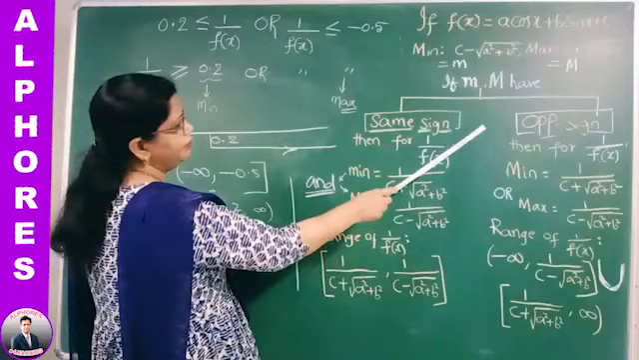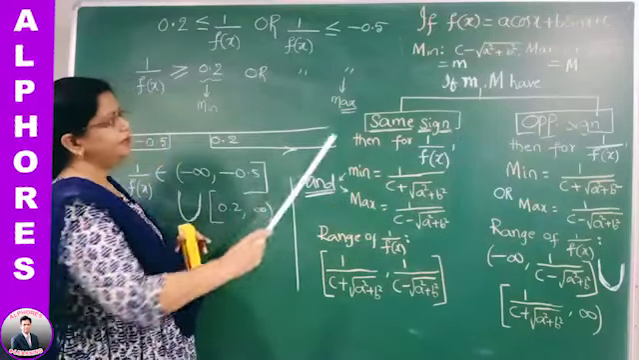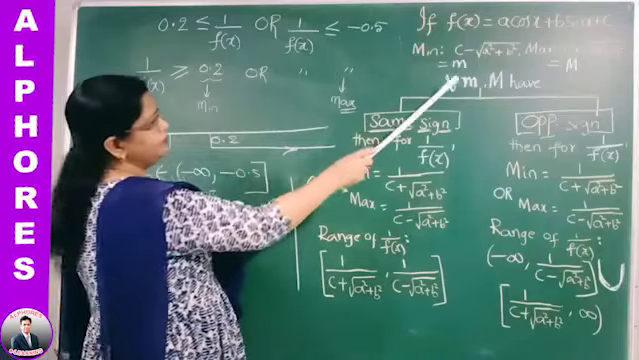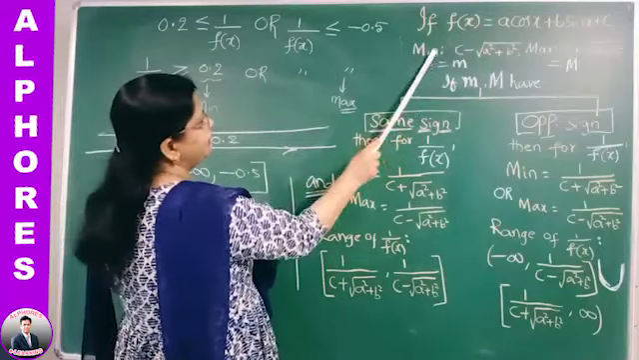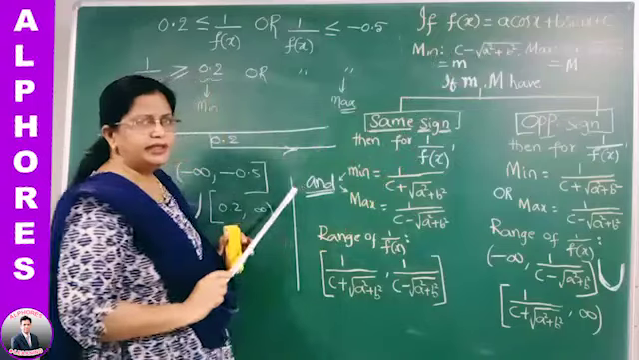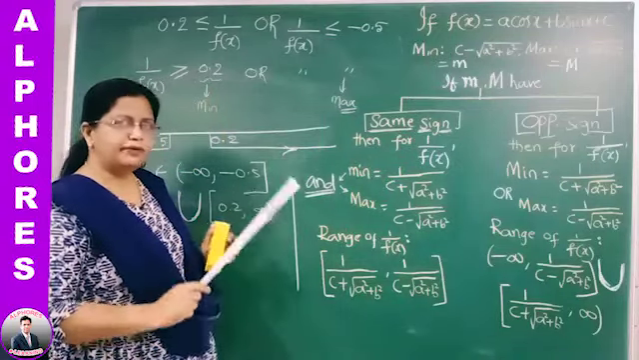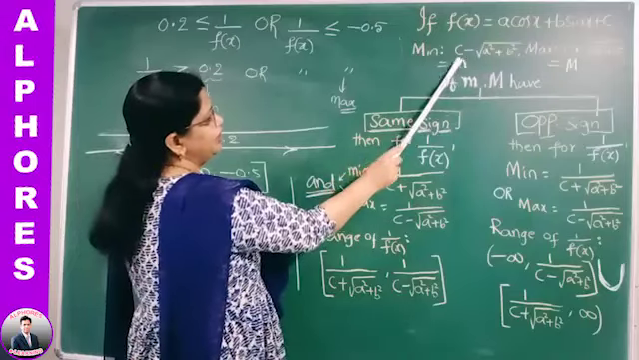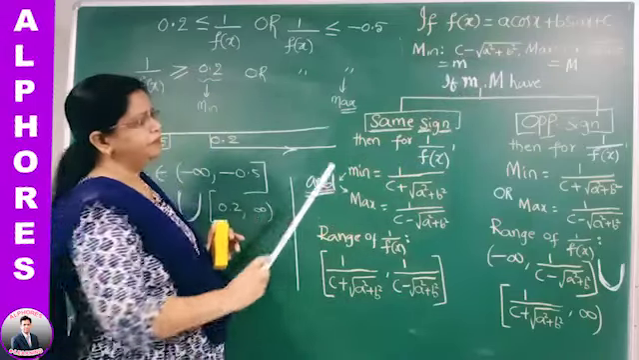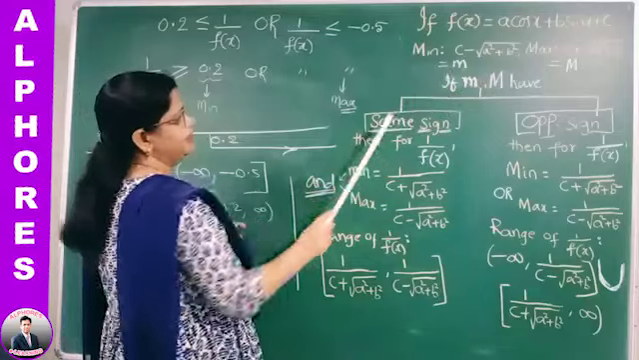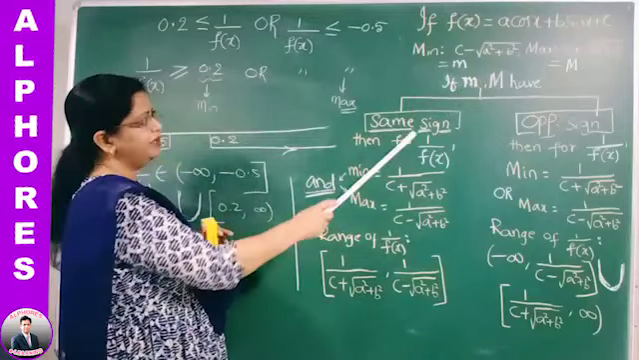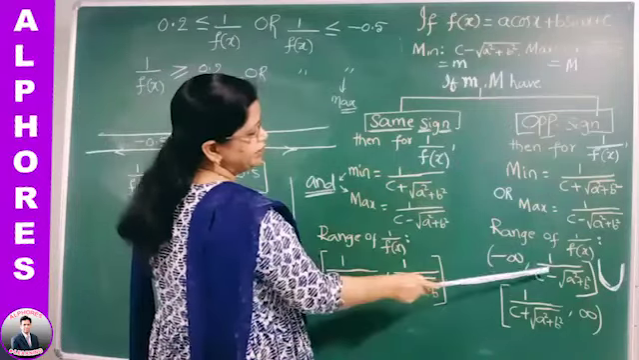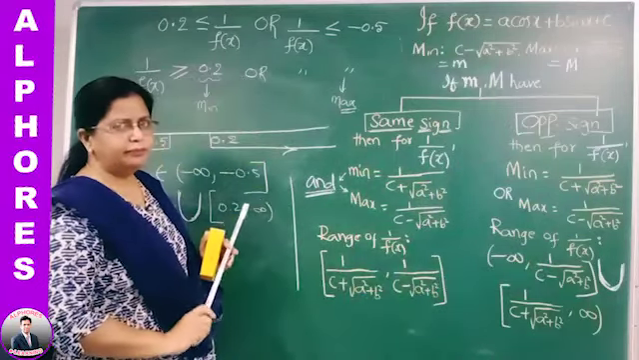Understand? Therefore you must observe here, whenever to find the range value for 1 by f of x, first observation must be this one. You find as it is same formula, that is c minus and c plus. After that what you have to do is, you just find small m, capital M. And then if these two values are having same sign, then for 1 by f of x this is our range. And if they are having opposite sign, then this is our range. Okay.